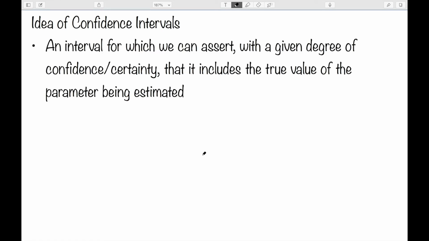So a confidence interval is an interval which we can assert with a given degree of confidence or certainty that it includes the actual true value of the parameter being estimated, the actual true value of the population mean, or the actual true value of the population proportion. And in order to do this, we're going to have to heavily rely on the central limit theorem. So let's look at the idea of what it is that we want to do.